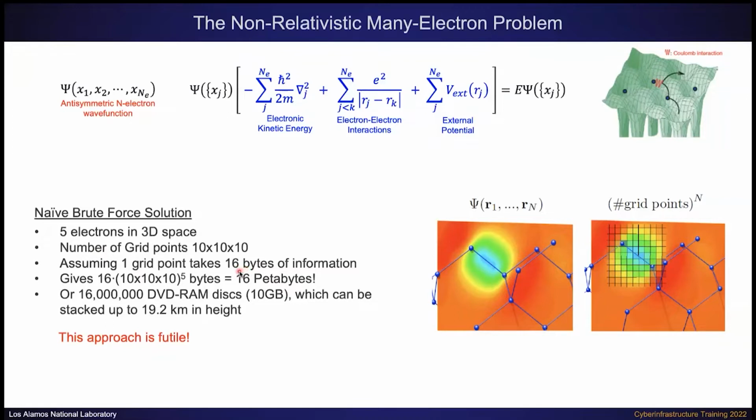But even just thinking about storing the data, well, we have 16 bytes times a 10 by 10 by 10 mesh times 5, because we have 5 electrons. We're already at 16 petabytes. And this is just to store the wave function itself. And so this, we've already seen, is quite intractable already at this crossing.